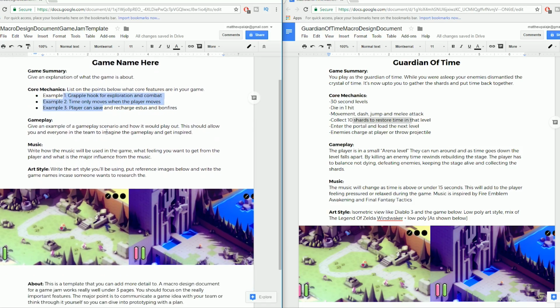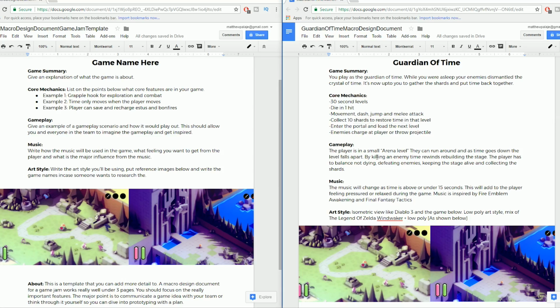The next thing is the gameplay. I like to personally give an example of a gameplay scenario and how it would play out. I find that it is really useful in getting in everyone's minds what the game is about, getting a visual image and allowing them to imagine the gameplay. And I find that is actually inspiring for people.